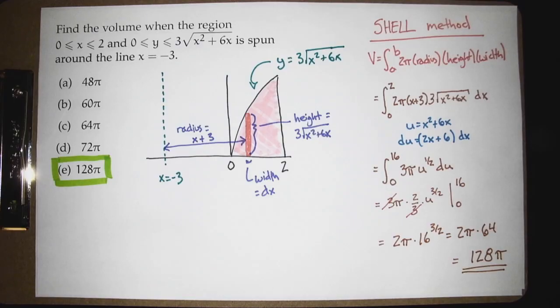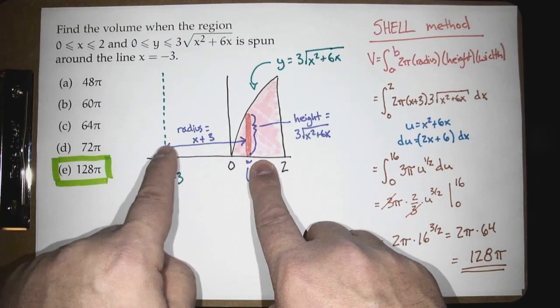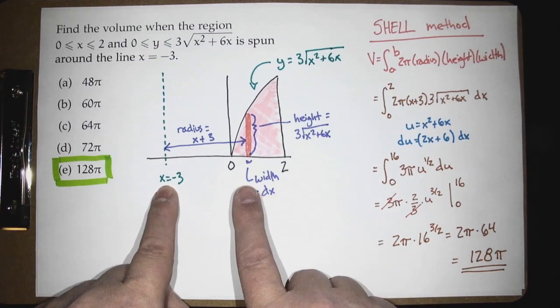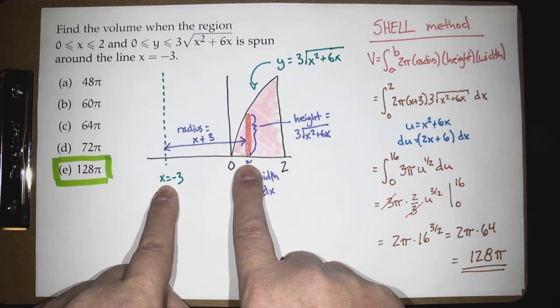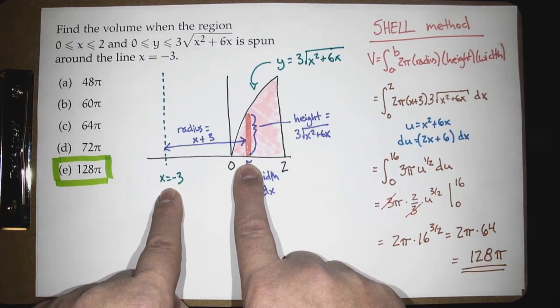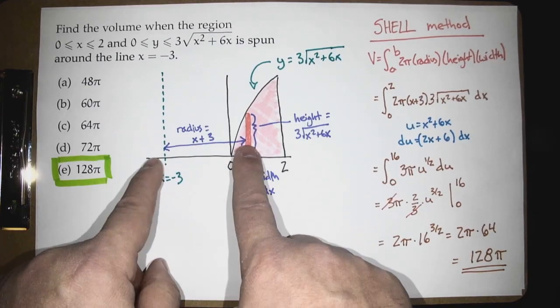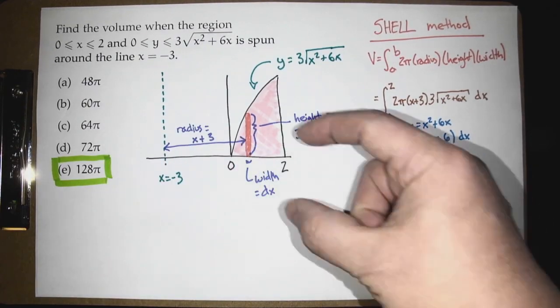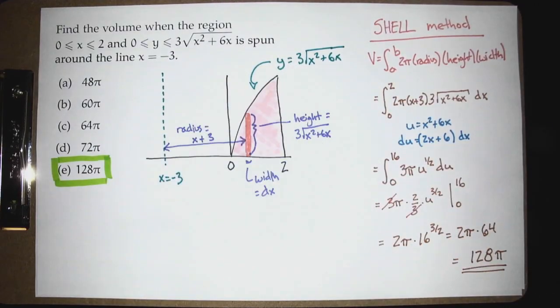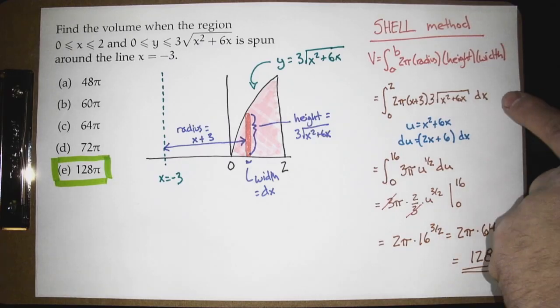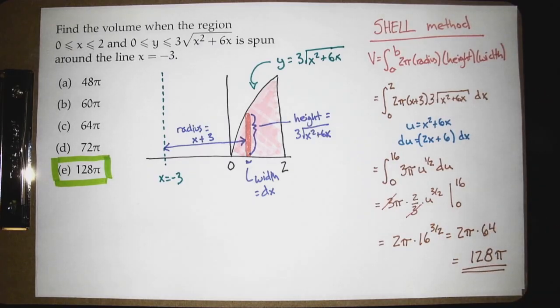The radius, well, that's the distance from my slice to where I spin. So where I'm at is x. Where I'm spinning is at -3. So it's x subtract -3, or x plus 3. So that's the radius. Then the height is the distance between these two formulas: 3 square root of x squared plus 6x. All right, so setting it up, that's half the battle.